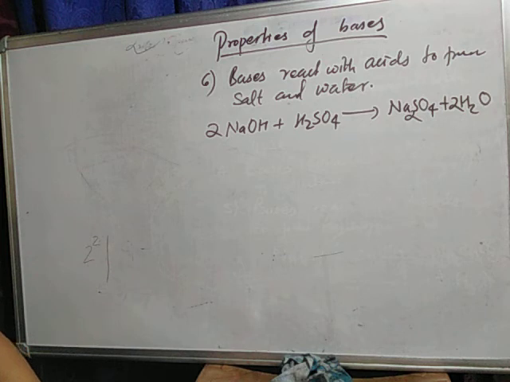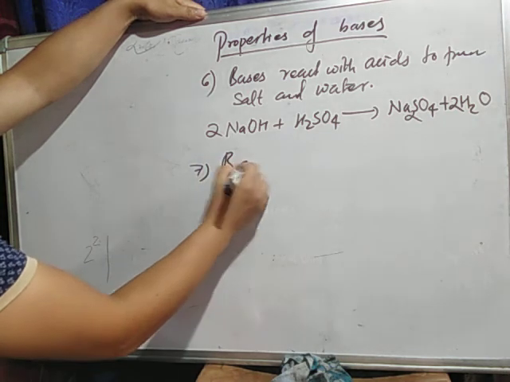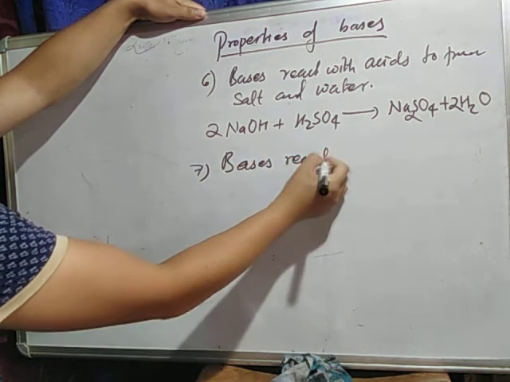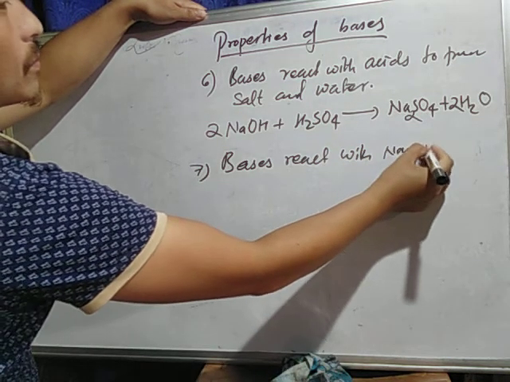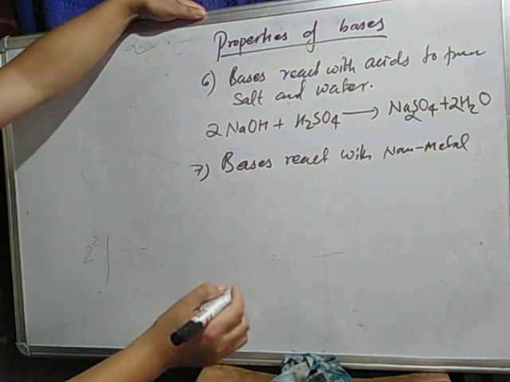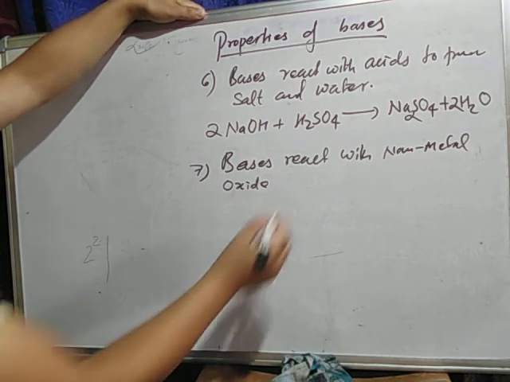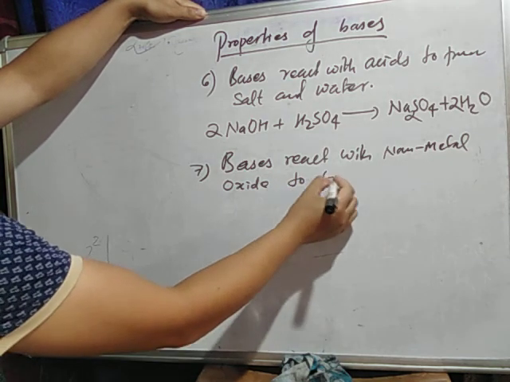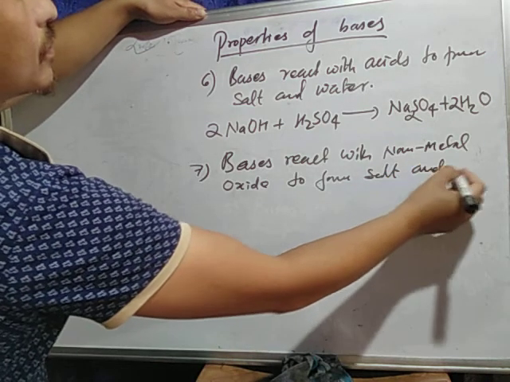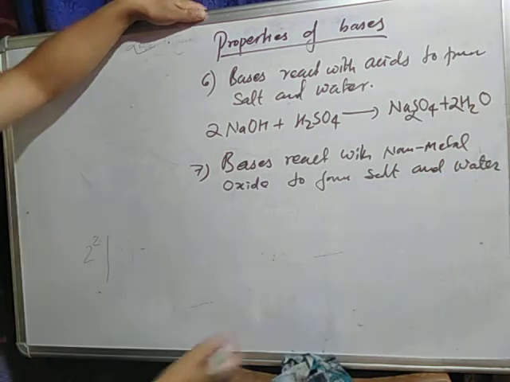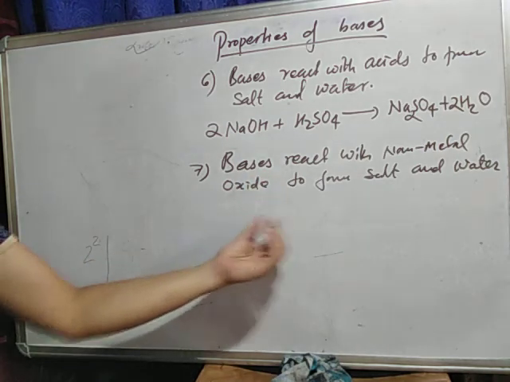Okay. So 7, bases react with non-metal oxide, also non-metal oxide, to form salt and water. Remember this one, salt and water, salt and water. So base react with non-metal oxide also gives salt and water.